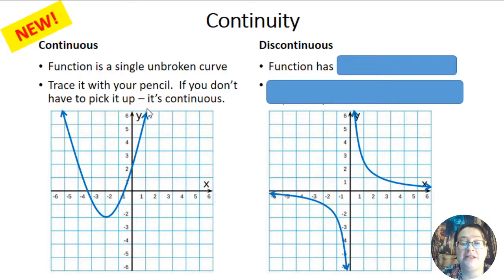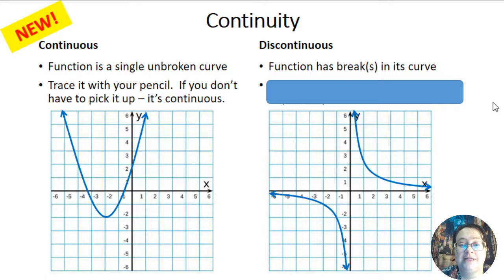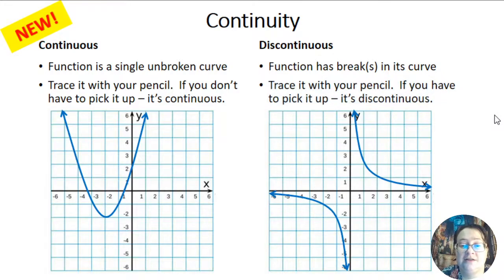It is continuous. Discontinuous means the function has breaks in its curve. And we do the pencil test again. Trace it with your pencil. If you have to pick it up, it's discontinuous. With this function on the right, if I trace here, you notice when I get to this point, I have to pick up my pencil to go up here. So when I have to pick up my pencil, that means it is discontinuous.